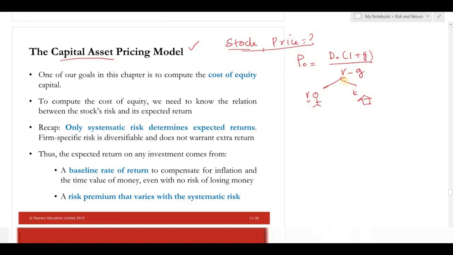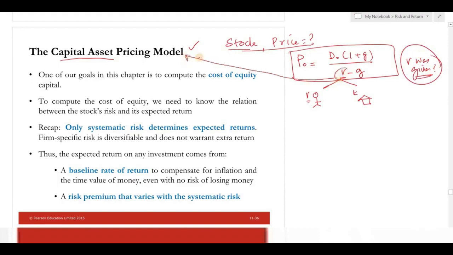Okay. So this capital asset pricing model helps you to find the price of the stock, right? Remember in the dividend discount model, the cost of capital or R was given. R was given. So how did we find that R? How did we find this R? Actually, we can find this R from this capital asset pricing model.